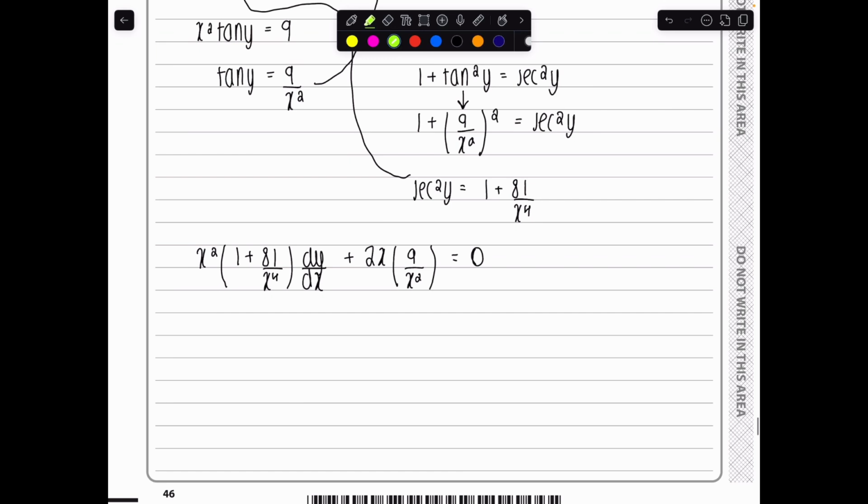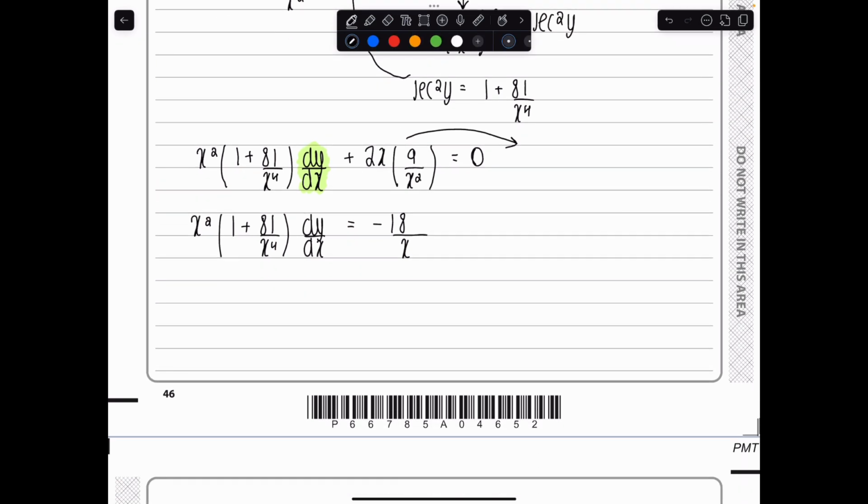From here, what we want to do now is rearrange so that we can get dy by dx as the subject of our equation. To do that, let's move 2x multiplied by 9 over x squared to the right-hand side. Then we would have x squared, 1 plus 81 over x to the 4, dy by dx, and all of that is equal to, in this case, we can multiply them and move it to the other side, negative 18x over x squared. Now here, we've got an x at the top and x at the bottom, so we can simplify it by removing the x on the top and changing the denominator to just x.